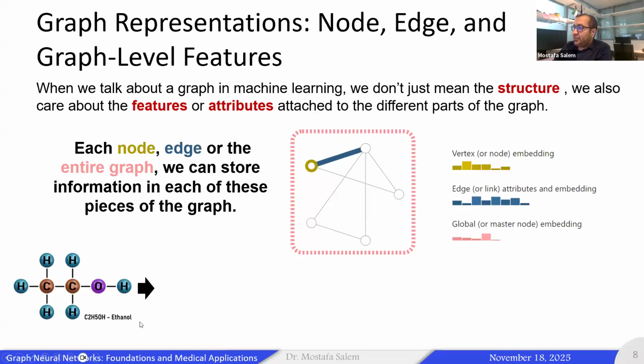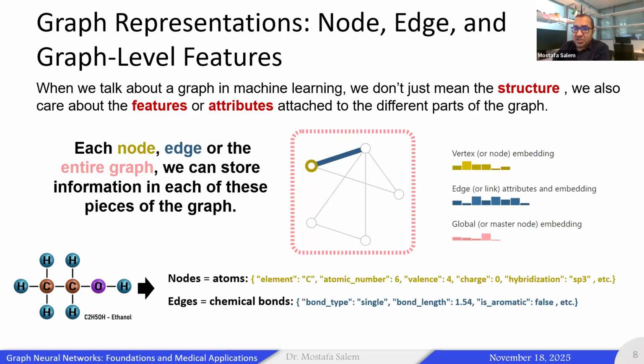Let's see this example. This is a molecule of ethanol. If I have this structure, I want to represent it as a graph. So nodes will represent atoms. What about the features of these atoms? Each atom will have an embedding. This embedding will have the letter of the atom, the atomic number, the valence, the charge, etc.